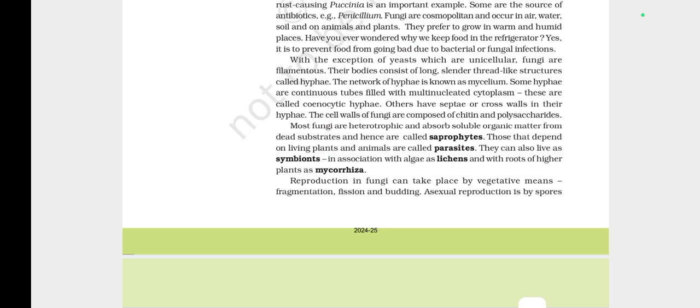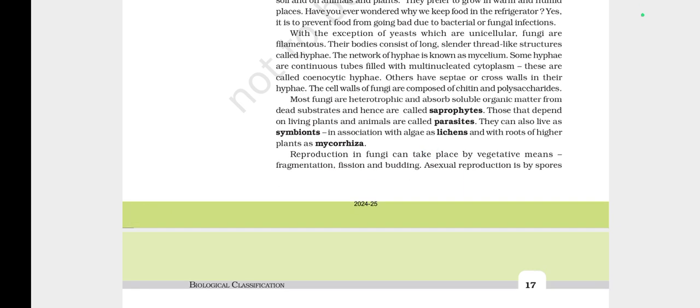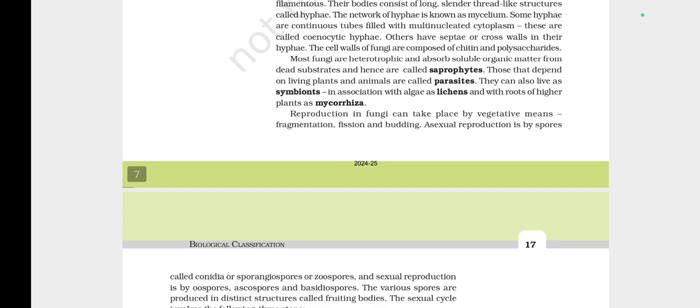Some hyphae are continuous tubes filled with multinucleated cytoplasm. These are called coenocytic hyphae. Others have septate, cross-walled hyphae. The cell wall of fungi is composed of chitin and polysaccharides. Most fungi are heterotrophic and absorb soluble organic material from dead substrates, hence they are called saprophytes. Those that depend on living plants and animals are called parasites. Those that live in a symbiotic relationship are, for example, with algae as lichens and with higher plants as mycorrhiza.